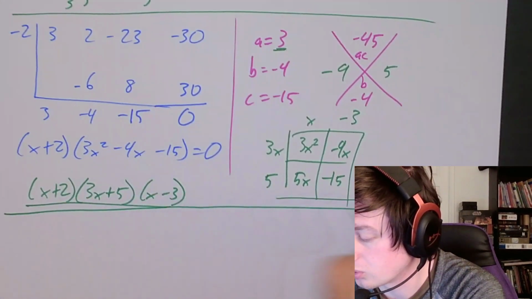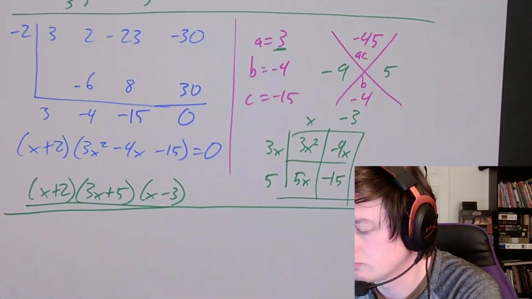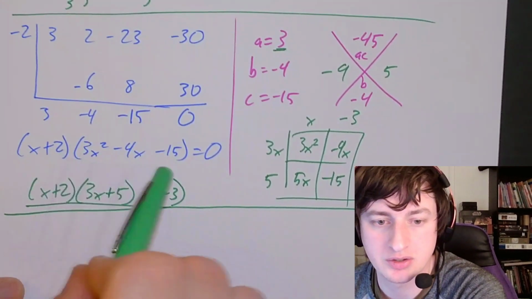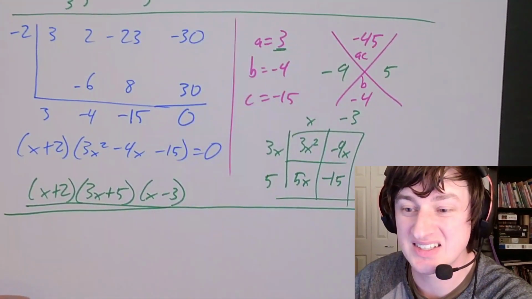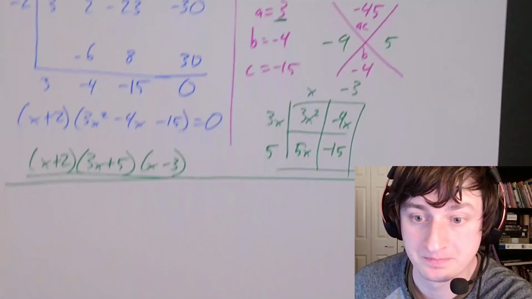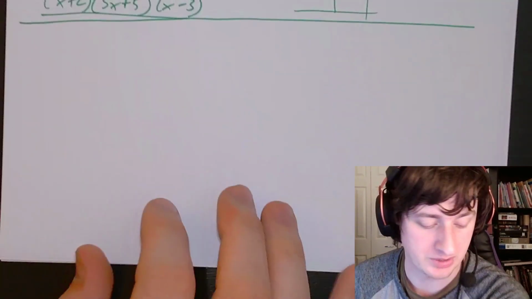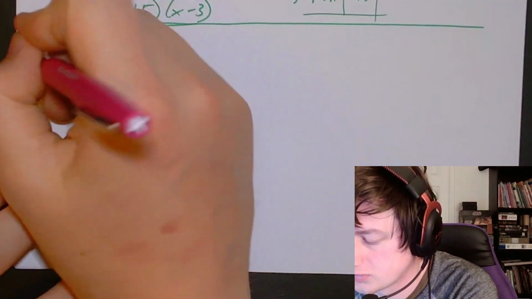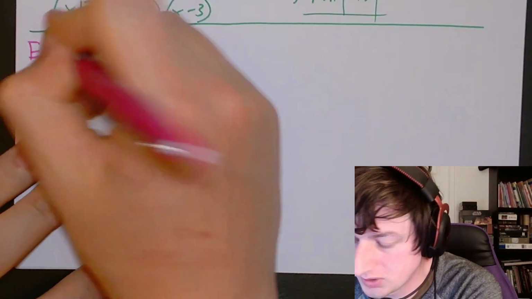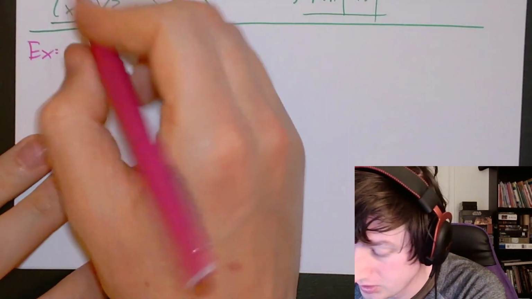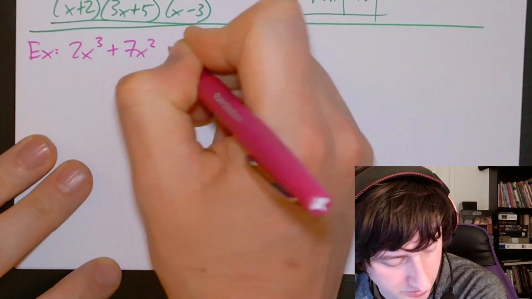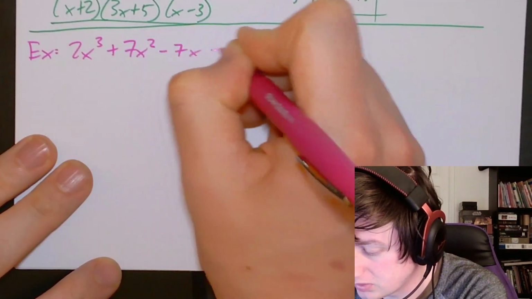Let's do one more. And I'll do it finding the integers first instead of using the fractions. But we still need to list them all out. And I'm for sure going to run out of room here. 2x cubed plus 7x squared minus 7x minus 12.